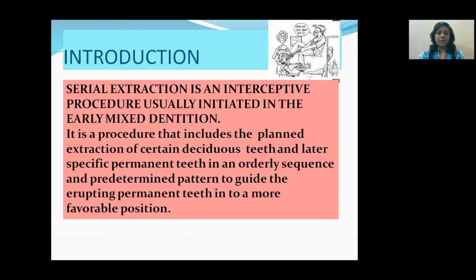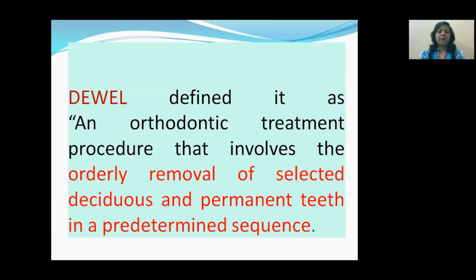Serial extraction is an interceptive procedure usually initiated in the early mixed dentition. It is a procedure that includes the planned extraction of certain deciduous teeth and later specific permanent teeth in an orderly sequence and predetermined pattern to guide the erupting permanent teeth into a more favorable position. Whereas Dewel defined it as an orthodontic treatment procedure that involves the orderly removal of selected deciduous and permanent teeth in a predetermined sequence. And the aim is again to get well-aligned arches and a well-settled occlusion.